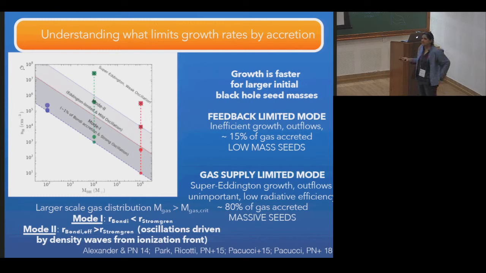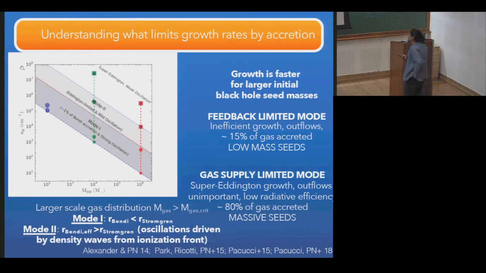When you start out with heavier seeds, you find that you are in a different growth mode. So you are set off in a different growth mode, right? And that is because you will form the heavier seed in a more dense gas environment. That's how you produce these direct collapse black hole seeds, right? They are in the rarer, densest halos, so they are much more gas rich. There you have super Eddington growth, your outflows are not so important, you have very low radiative efficiency, and 80% of the gas is accreted. So you grow much more rapidly.